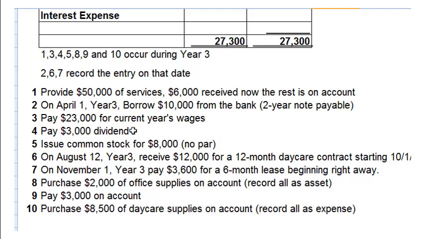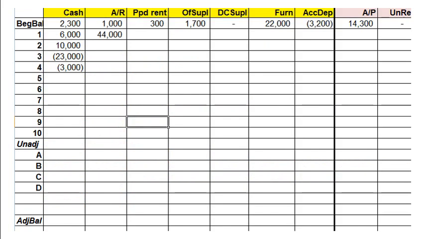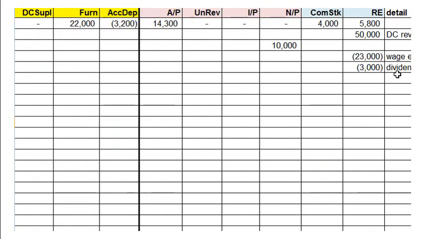In this case, it says pay, so we know cash is also being decreased. Decrease cash and decrease retained earnings. Remember to make the notation that this is a dividend, and remember that dividends by definition are not expenses. Dividends will not reduce net income.